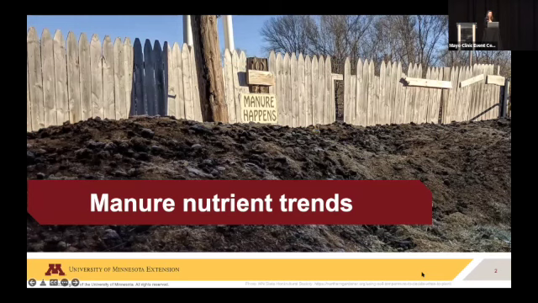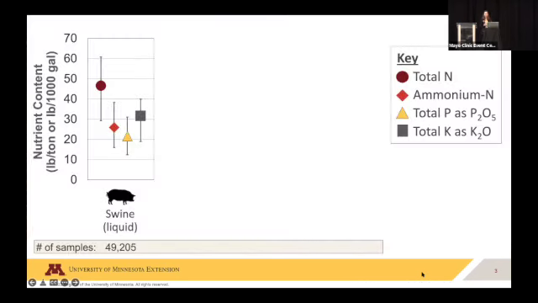I actually got a hold of a bunch of different labs in Minnesota and asked if they would mind sharing their manure nutrient data. And 3 actually replied and shared their manure data with us, which was great. So I have data that I'm going to show you here from 2012 up to 2021. I believe we did get some 2021 numbers or 2020 numbers recently. So I want to show you a couple different things.